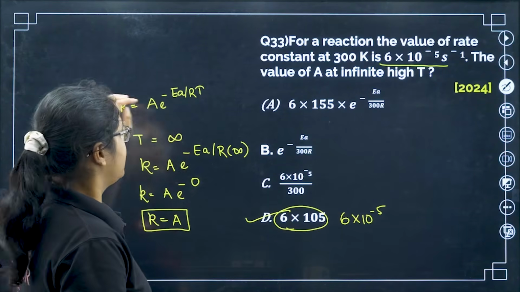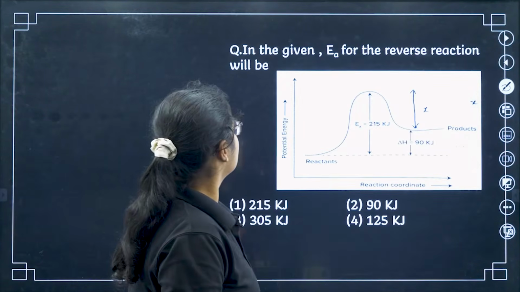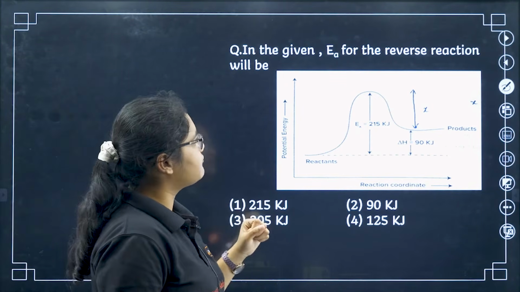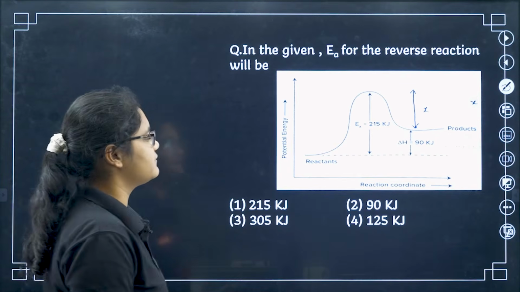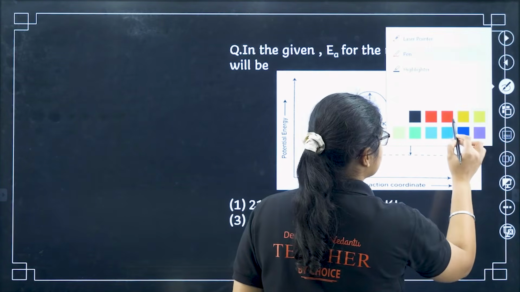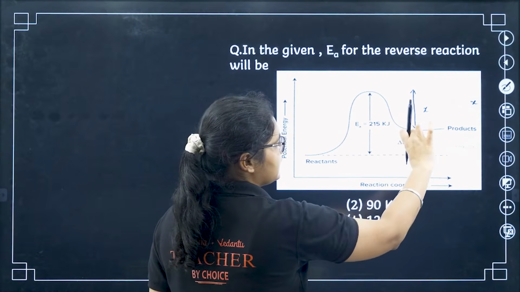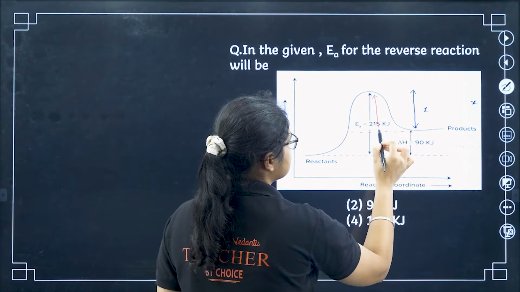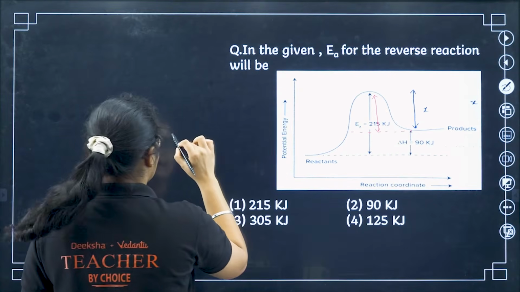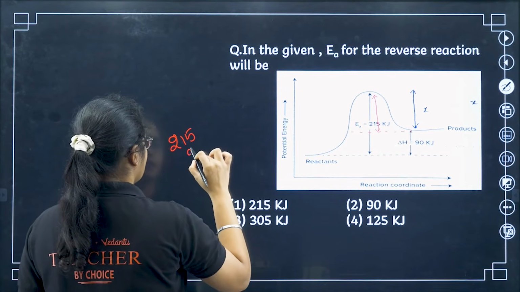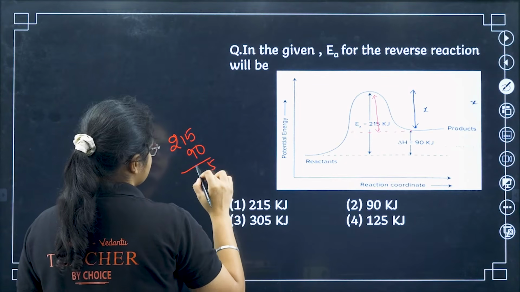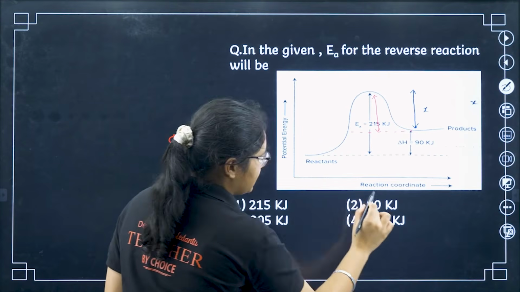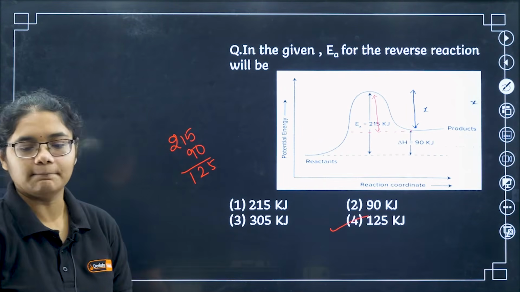Next we'll move to the next question, and this is a 2025 question. In the given, Ea for the reverse reaction will be the activation energy for the reverse reaction. This is very simple to calculate. Total is 215, here is 90, right? So for the reverse reaction, this is the activation energy, 215 minus 90. So that will give me 125. Yes, 125 is the answer, option number B here.